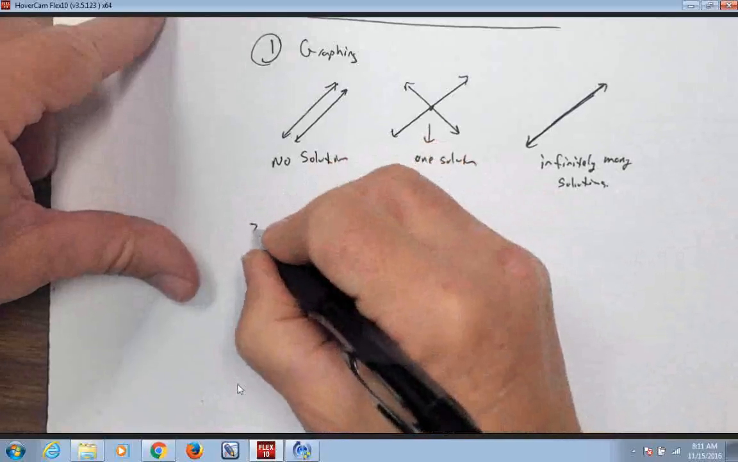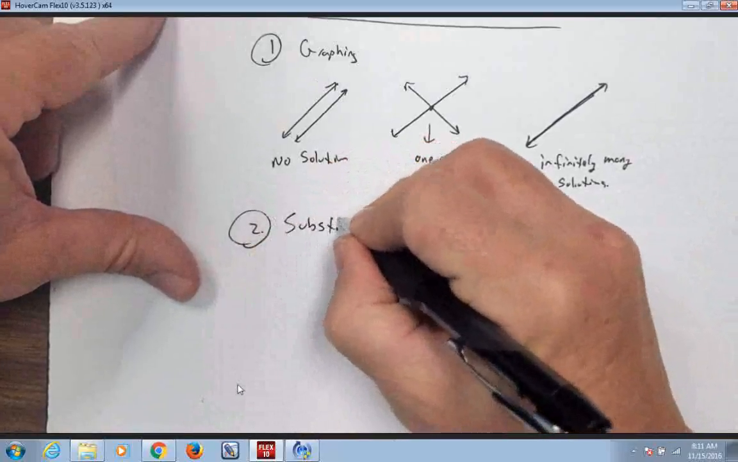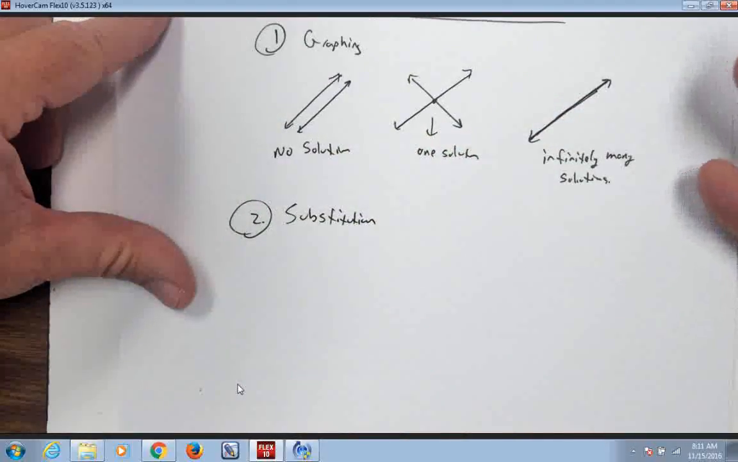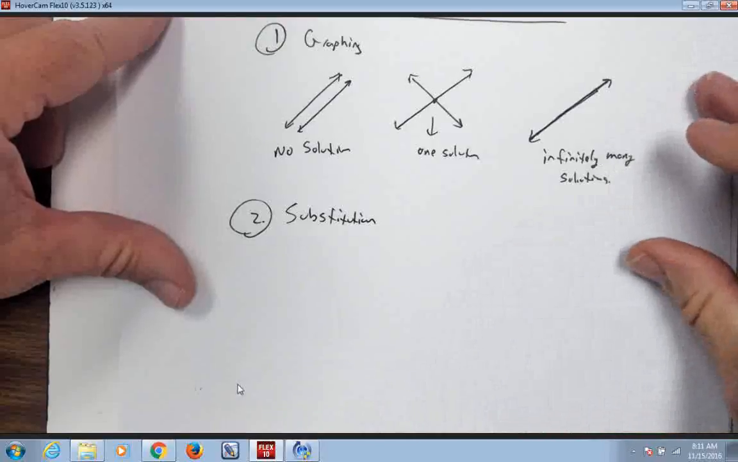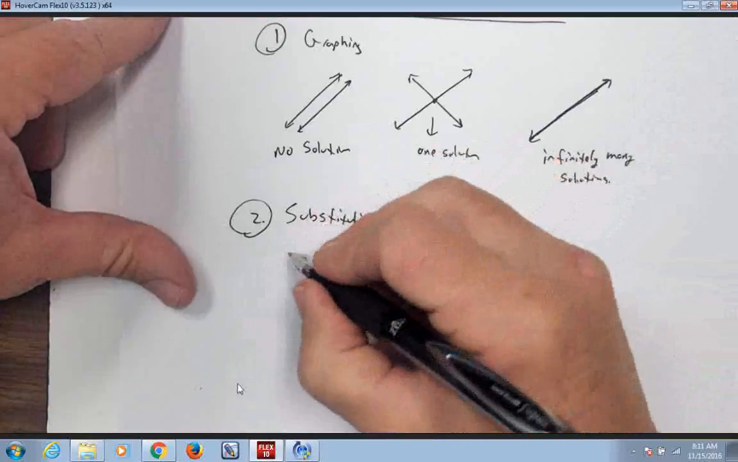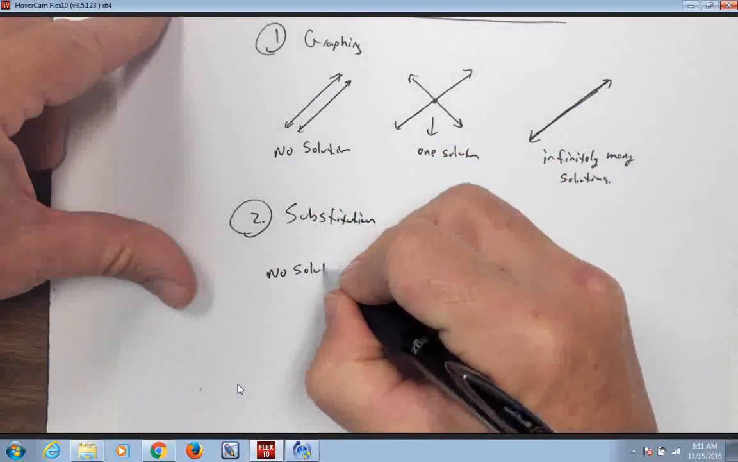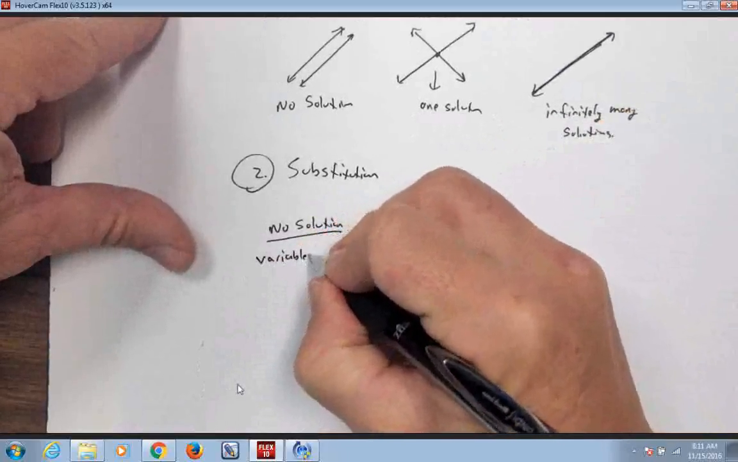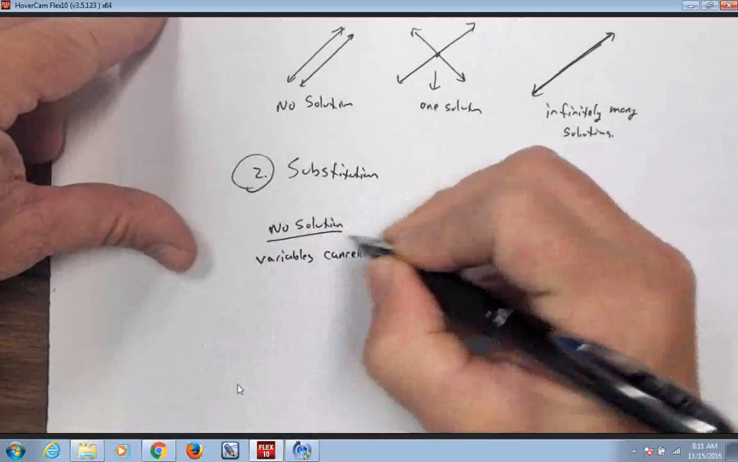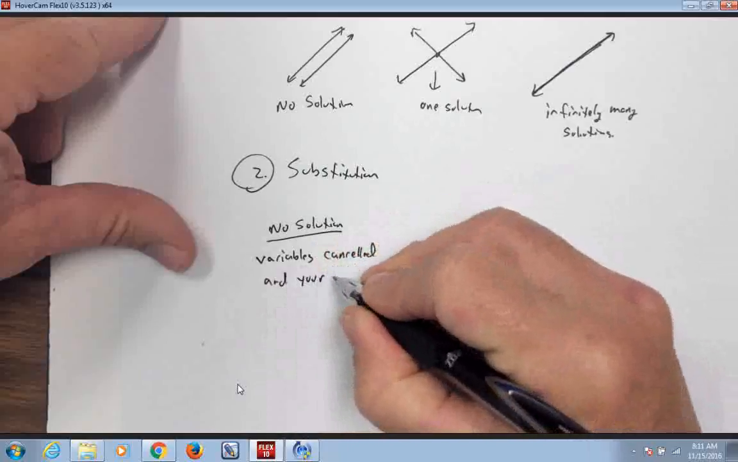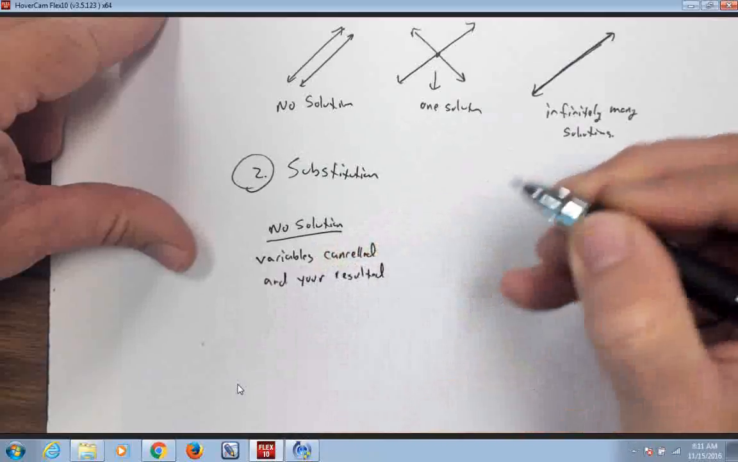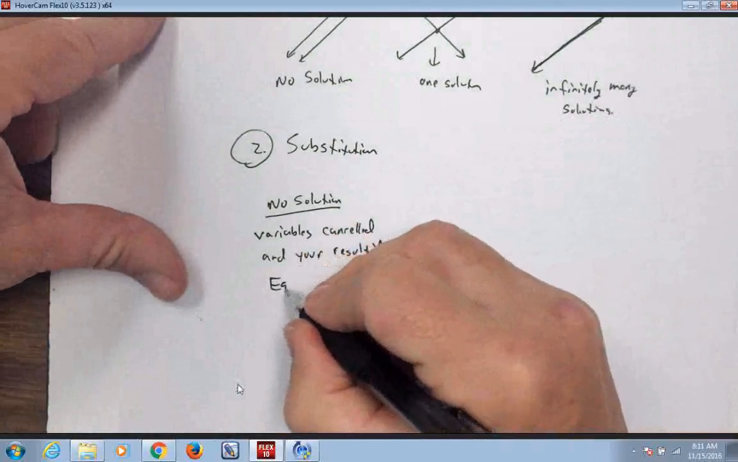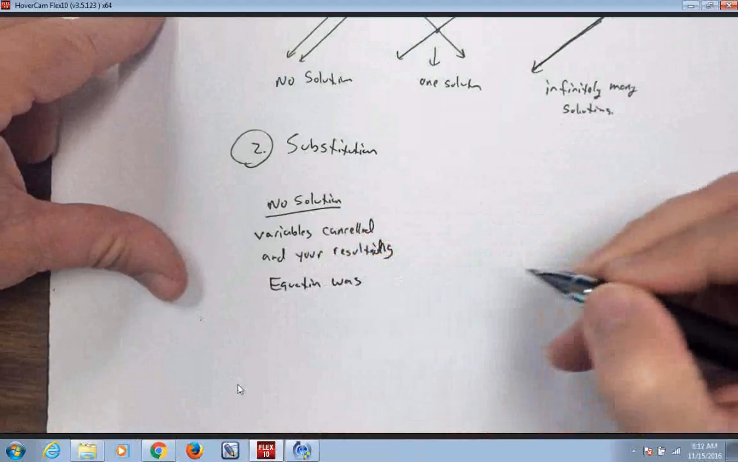Okay, so when we solved these by our second method, which was substitution, right, how did we know that there's one solution? Well, we get x is equal to a value, y is equal to a value, right? We can actually solve it. But how did we know that there was no solution when we did the substitution method? What happened to your variables? Your variables canceled out, and your resulting equation, whatever the equation was that you were left with, was what? False.